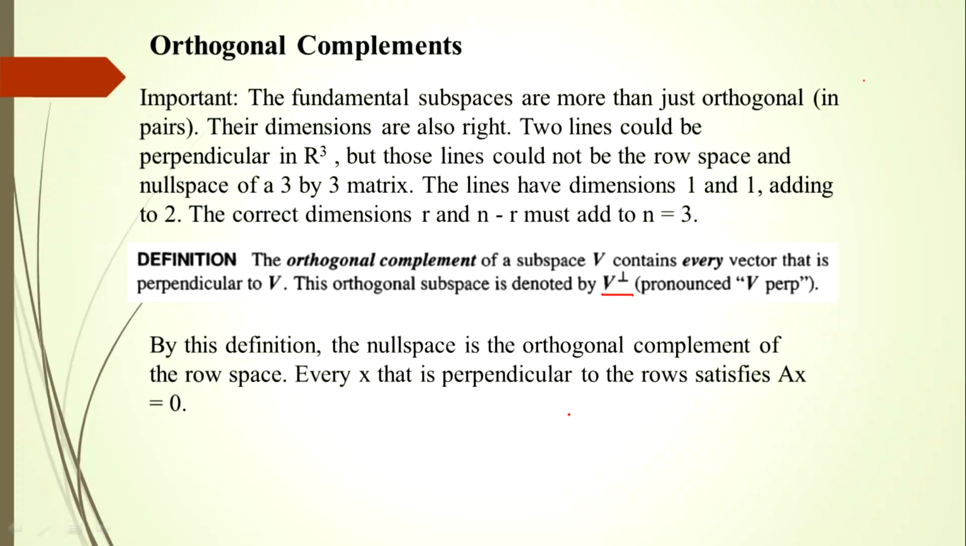But the null space and the row space are orthogonal complements of each other because the sum of their dimensions gives n. Are you clear? The dimension of the null space and the dimension of the row space sum to n. They are subspaces of Rn. The sum of their dimensions gives n. So they are orthogonal complements of each other. So we can express it in this way.